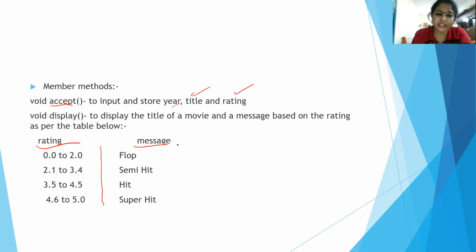If your rating is between 0.0 and 2.0, the message will display as flop. For 2.1 to 3.4, the message will be semi-hit. If 3.5 to 4.5, then it is hit, and if 4.6 to 5.0, that is super hit.